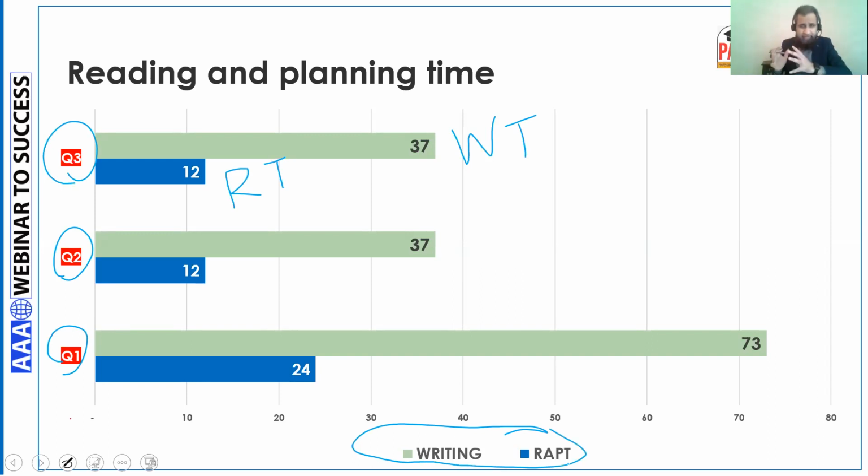So the green is the writing time in minutes, and the blue is the time to read, sorry, and the green is the time to write. So ideally, how much time should go in? Now, question number 1 has 24 minutes of reading and planning time and 73 minutes of writing time. Question number 2 and 3, each one of them has 12 minutes to read and plan and 37 minutes for each one of them to write. If you follow this time management scheme, that's good.